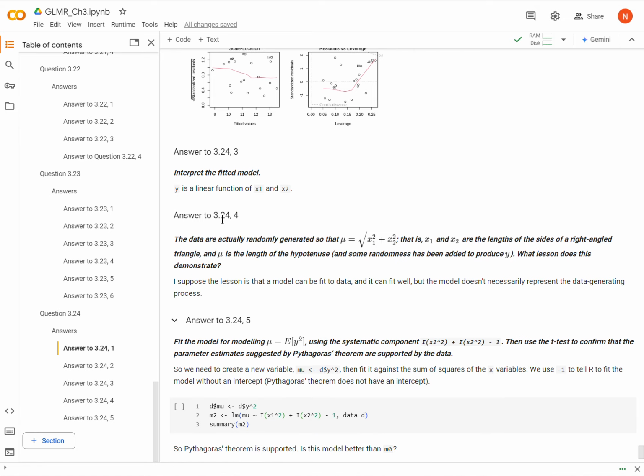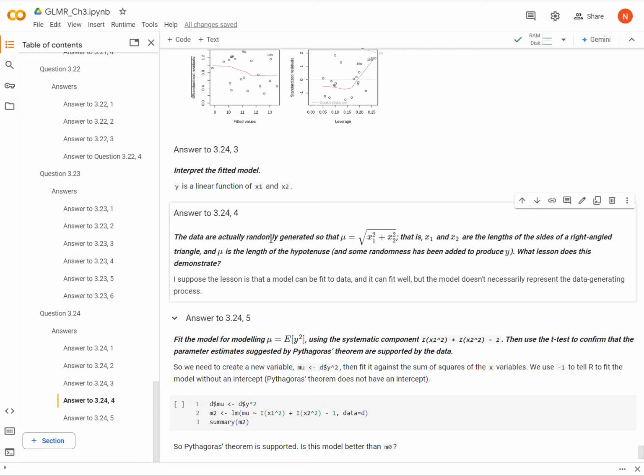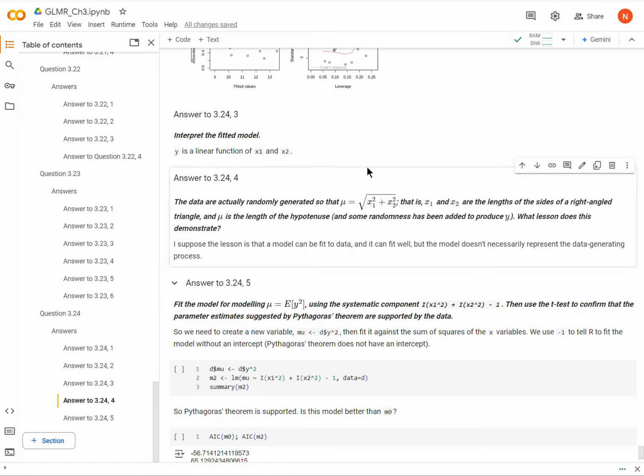Okay, now we're on part 4, and this is where it tells us a little bit more about how the data was generated. So it says that the data were actually generated by this, okay? Mu equals the square root of x1 squared plus x2 squared. And so what we basically have is where mu is not the hypotenuse, it's the squared hypotenuse. Or no, that is the hypotenuse. Okay.